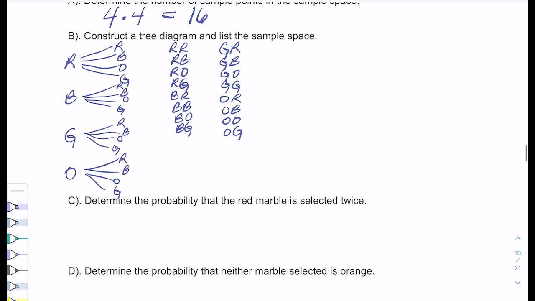What's the probability a red marble is selected twice? So the only place where you've got a red and a red is right there. That's 1 out of 16. So the probability is 1/16.